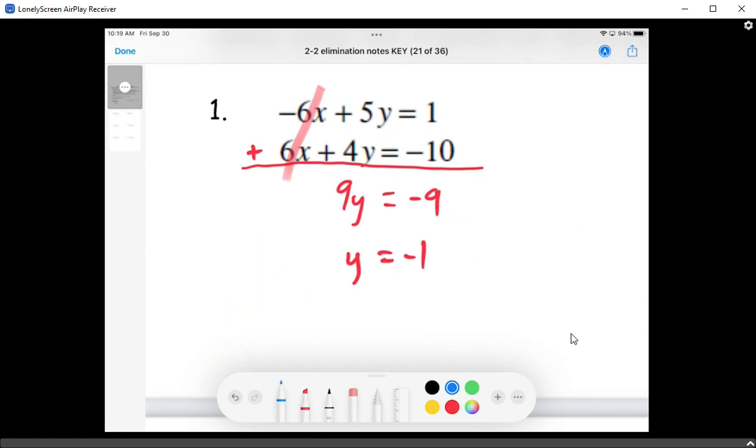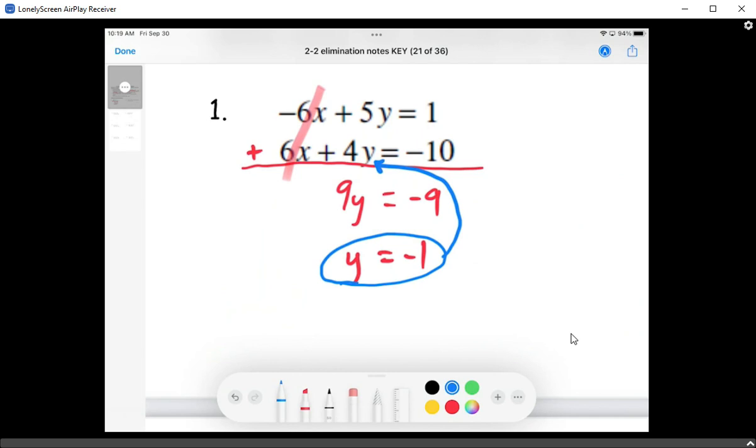We've already got one of the variables, but remember it's a system, so we're expecting to have some value for both of the variables. We're not finished until, in this case, we've got x equals something and y equals something. So what we can do is take this y equals negative 1 and plug it back into one of our original equations, just like we did in substitution. After we had one of the variables done, we would plug it back into one of our originals to find what the other one was.